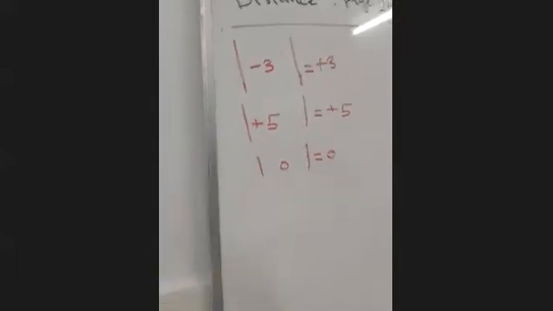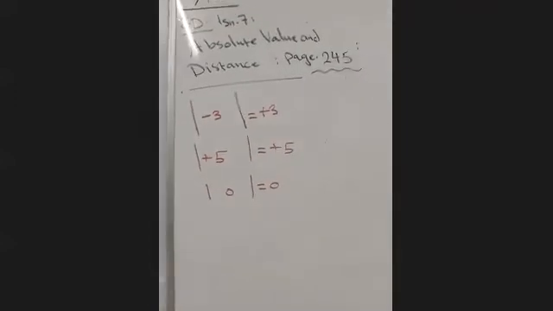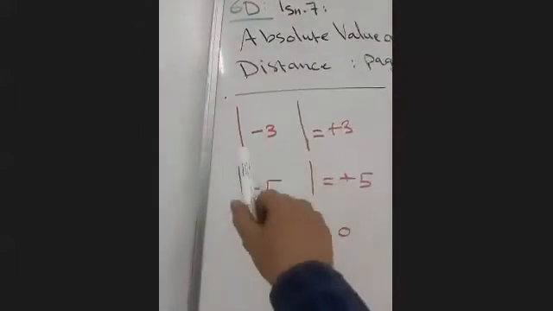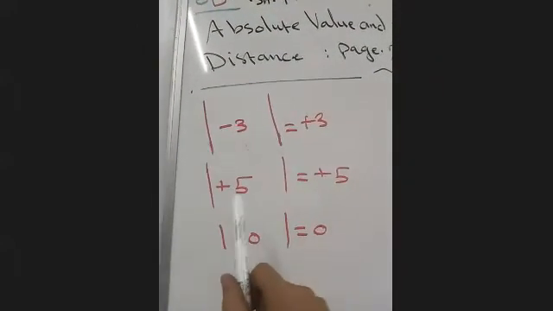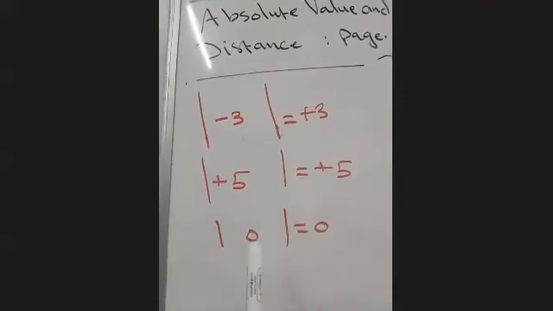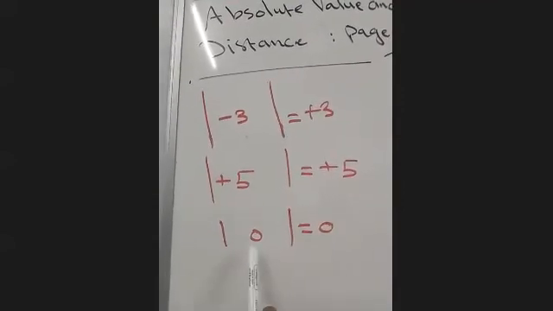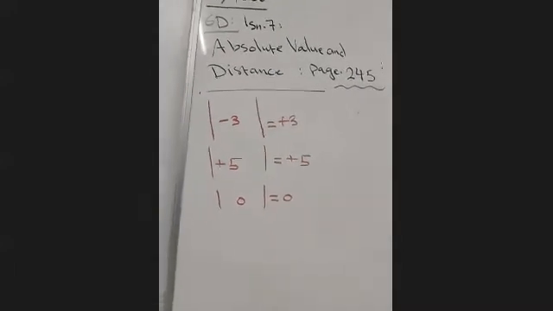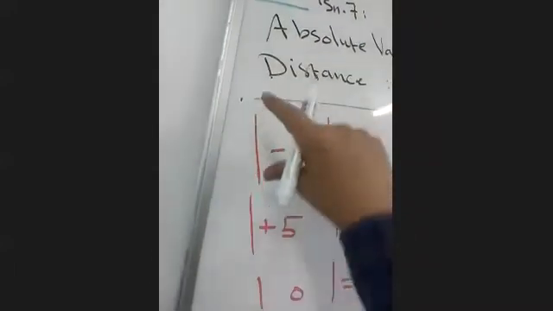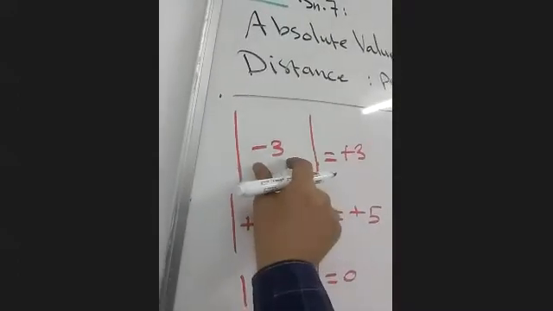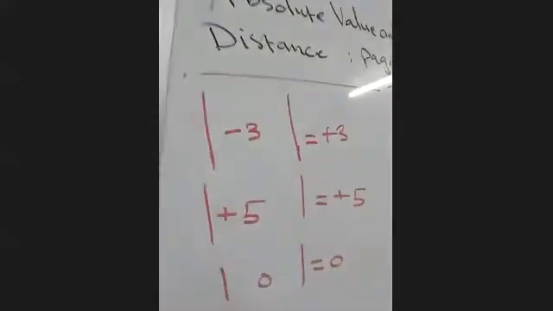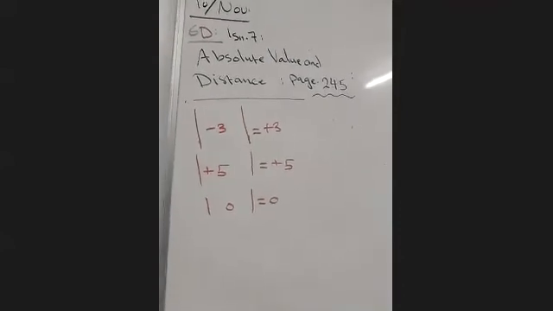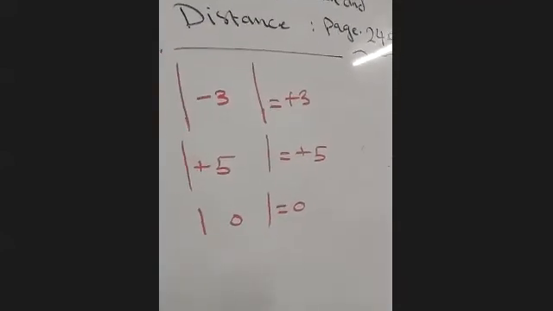So the absolute value always gives non-negative numbers, okay? Absolute value of negative is positive. Absolute value of positive is still positive. Absolute value of 0 is 0 because 0 is neither positive nor negative. So absolute value, these two long lines around the number, we call it absolute value. Absolute value always gives a positive value, or 0 only at 0.